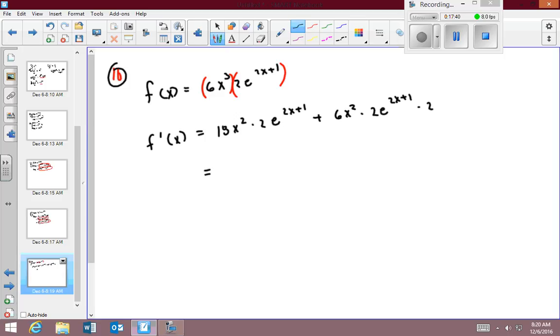So this 2 times 18, 36, x squared e to the 2x plus 1, plus this is going to be 24 x squared e to the 2x plus 1. And if you were to take out a common factor, the x squared would come out, the e to the 2x plus 1 would come out, and then 12 would come out.